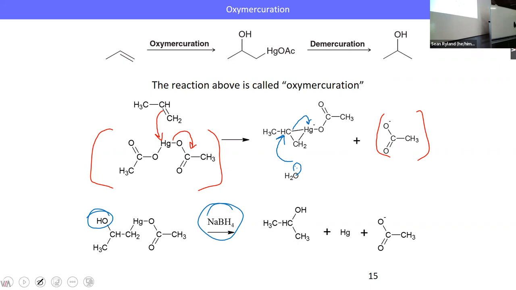So this is not one where the mercury is a catalyst. The mercury is not part of our final reaction. But it's also not a catalyst because it does get used up and turned into metallic mercury over the course of this reaction. And then this sodium borohydride, NaBH4.